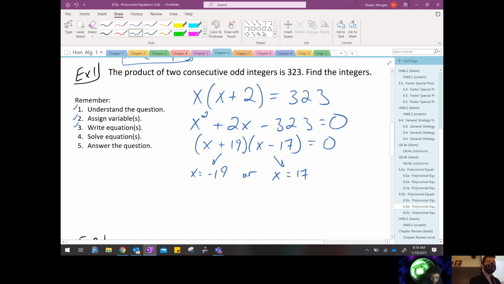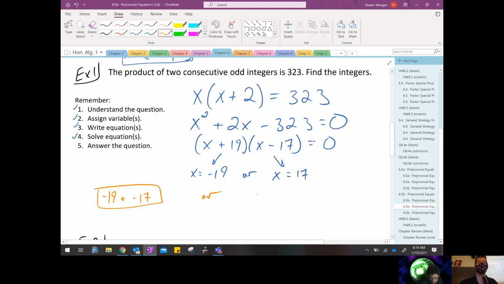Now, we just solved the equation, but since this is a word problem, we got to make sure we go back and we give them what they want. Give the people what they want, as they say. It says the product of two consecutive odd integers is 323. So let's play this out. Let's see if negative 19 were my first integer, what would the next one be? Negative 17. Do those two have a product of 323? Yes. So that's my first pair of numbers.